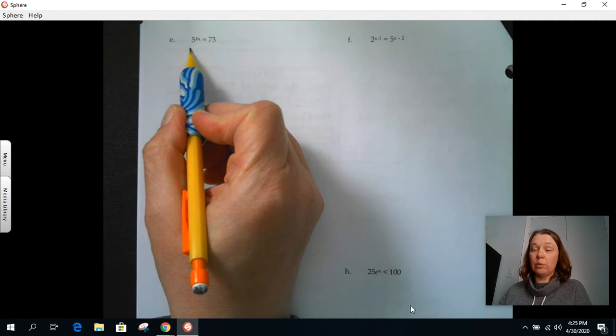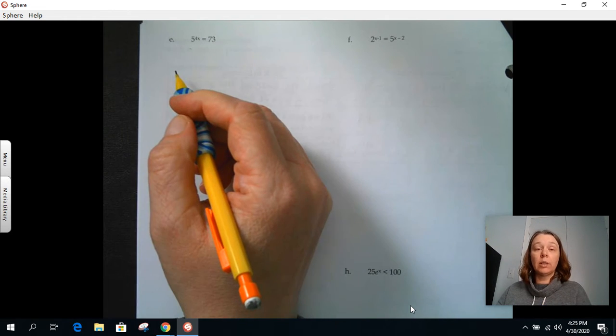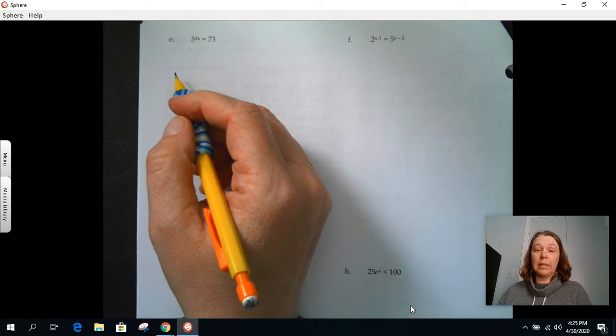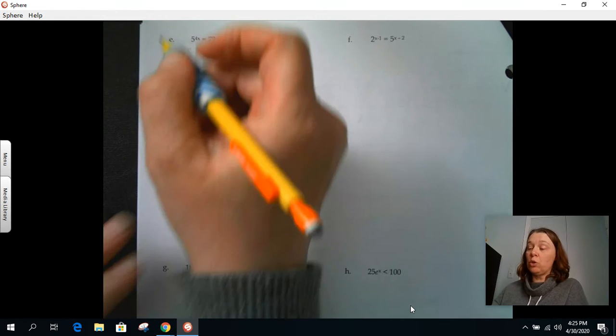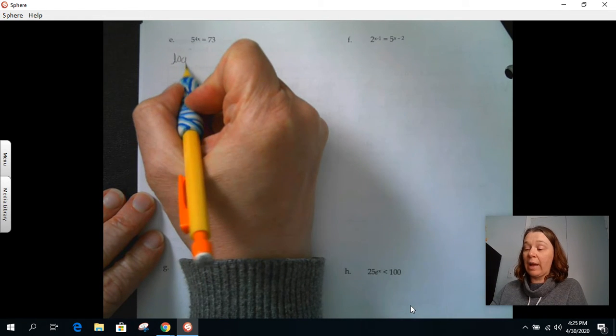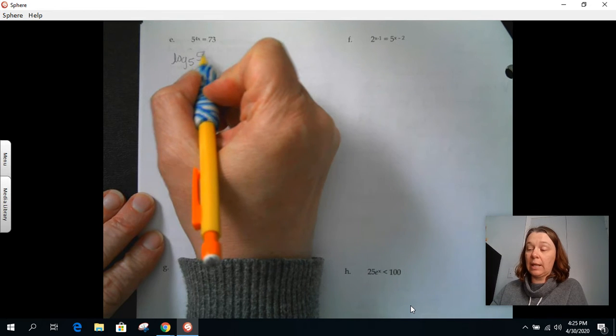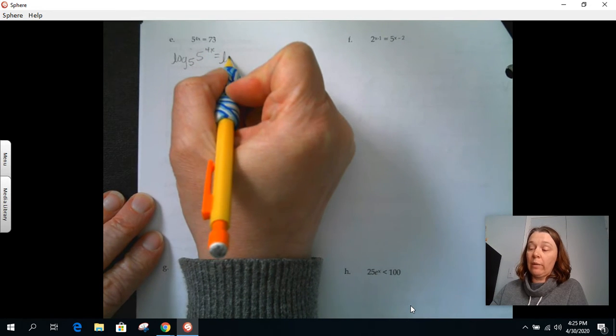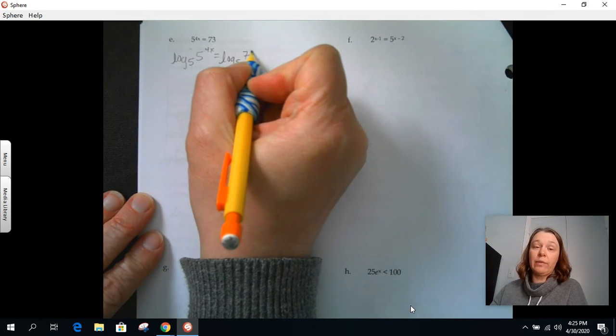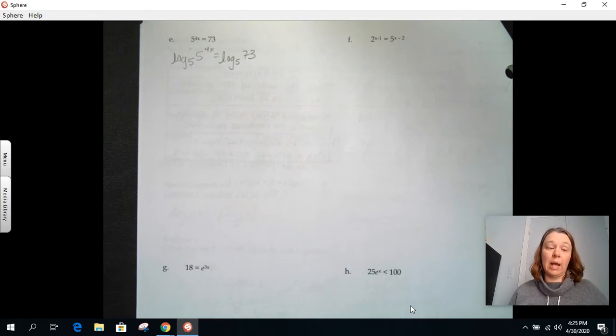And so what we're going to do is take the log or the natural log of both sides. Now you could take the straight up log, which would be log base 10, or if you choose, you could take the log base 5 of both sides, because the base on that exponent is 5. Whatever you choose, you have to do it to both sides. Same thing to both sides.